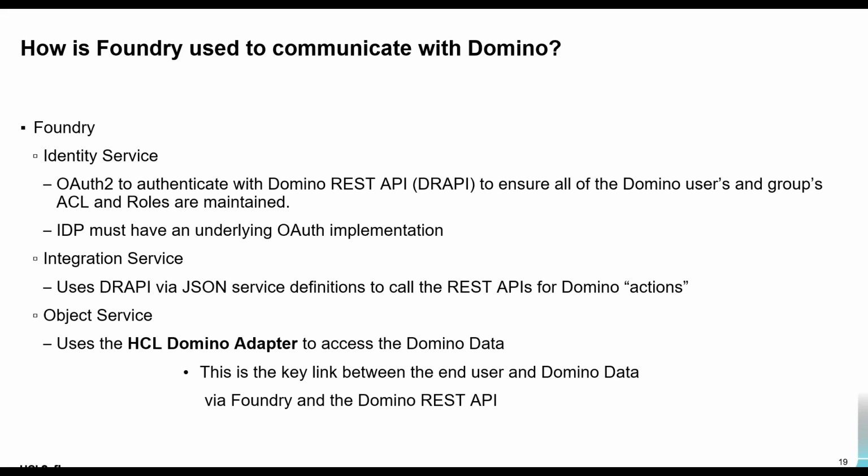Anything that we use as an OAuth implementation, you're able to use. I just set up a Microsoft Azure server, which uses OAuth to be able to do the same kind of communication. So you can use different IDPs as long as they have an OAuth implementation. We can use integration services to communicate with REST calls directly through the Domino REST API, or DRAPI. So JSON service definitions can be done to make those different requests and responses to communicate with Domino. I call them Domino actions, to do things like move data around or manipulate documents. You're able to do that.